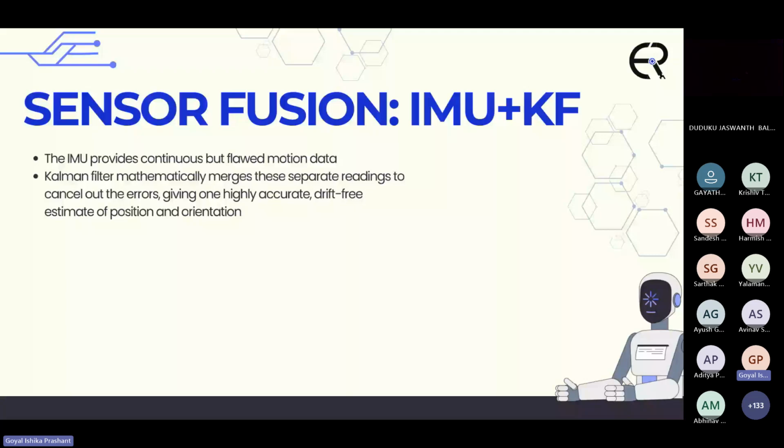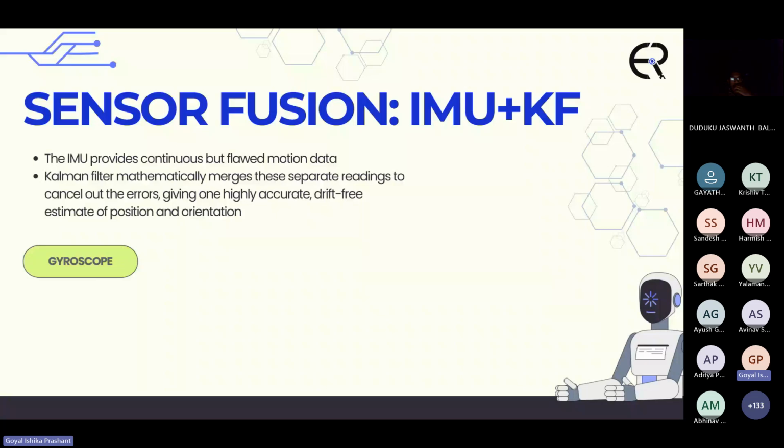So let's now talk about sensor fusion, which is combining IMU and Kalman filtering. As we know, IMU provides us with continuous data, but this data happens to be flawed. So the Kalman filter will mathematically merge this data from the sensor. It will cancel out any errors and give us one final accurate, drift-free estimate of the position. So let's look at the components of sensor fusion.